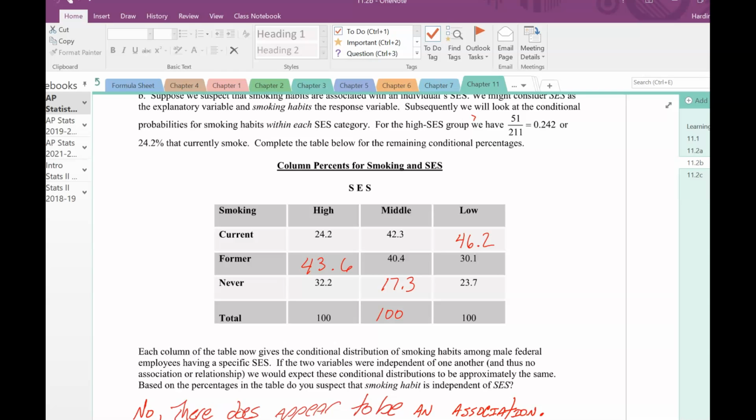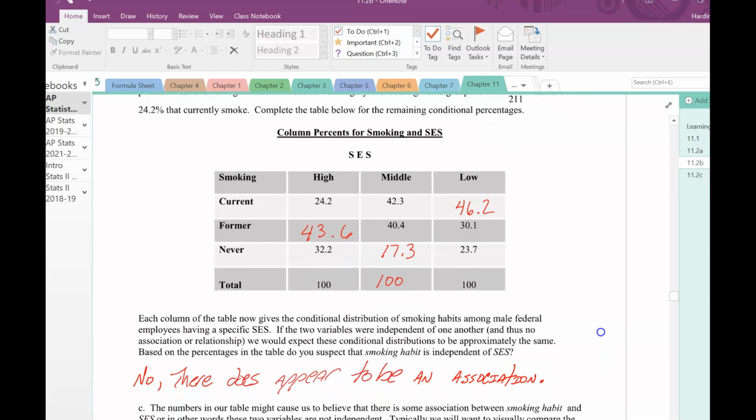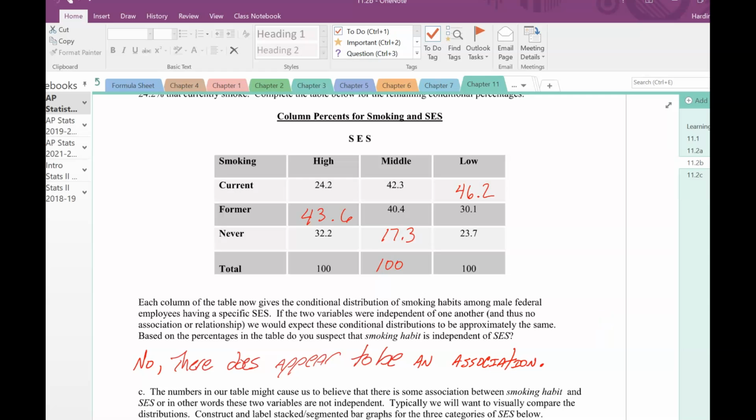And you can see that in this table, there does appear to be some sort of an association. You can see that for current smokers, the proportion that are low socioeconomic status is higher than that for high SES. And you can see in there actually middle socioeconomic status has the smallest likelihood there of never being a smoker. So there is some evidence, just looking at the conditional probabilities, that there is an association between the two.